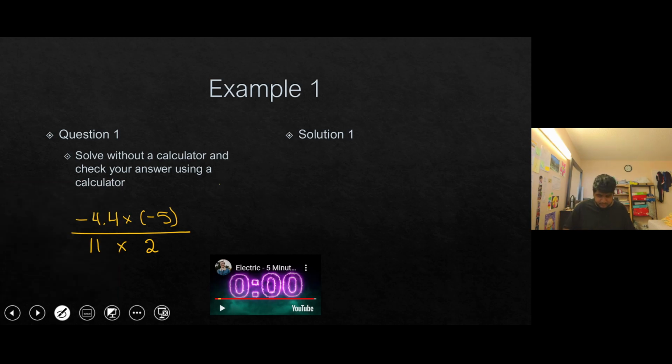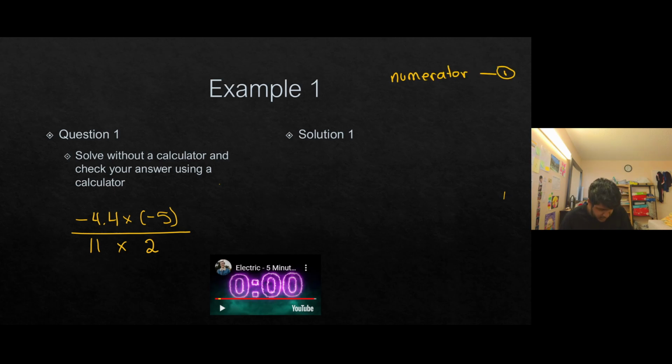Okay, so first things first, as I said, when we're working with fractions, we always want to solve the numerator. Leave this line alone, and then solve the denominator. Right? So that is the same procedure that we're going to use today to solve this question. Let's go ahead and do that then. I have at the top here negative 4.4 times negative 5.